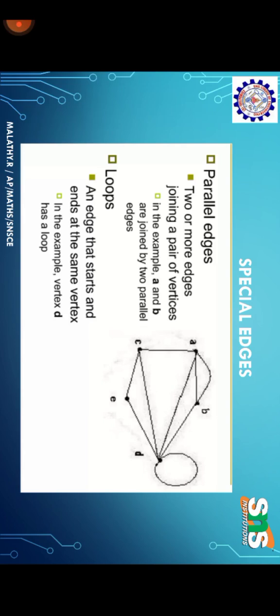Next is special edges. We have two types of special edges. One is parallel edges, another is loop. Parallel edges means from vertex A to B, we have another edge again, and that is called parallel edges: two or more edges joining a pair of vertices. In the example, A and B are joined by two parallel edges. Another special edge is a loop, an edge that starts and ends at the same vertex. In the example, vertex D has a loop, with starting point and ending point at the same place. So these are called special edges.